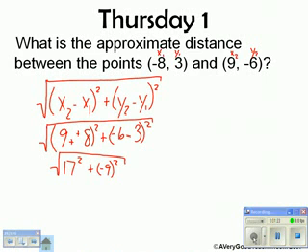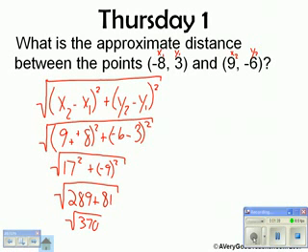What's 17 squared? 289. What's negative 9 squared? A negative times a negative is a positive, so we have positive 81. What's 289 plus 81? 370. What's the square root of 370? 19.23. 19.2.